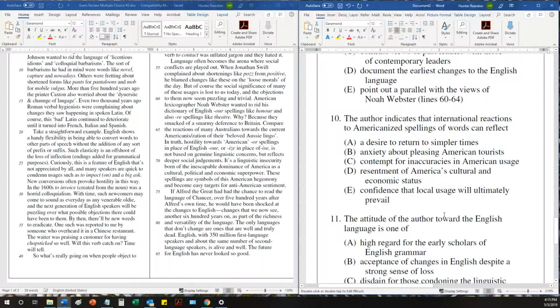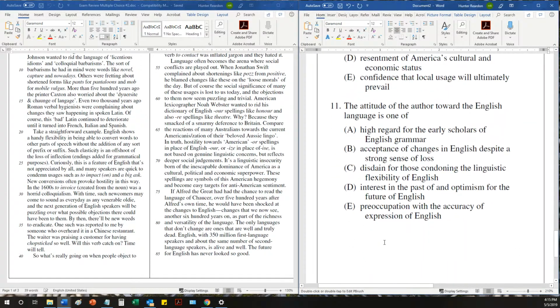C is an answer that might attract some readers, but an understanding of the passage as a whole makes the term inaccuracies in American usage too biased for the tone and approach of this particular author. The author likely does not see different spellings as inaccurate, but simply the result of different social and political circumstances as well.